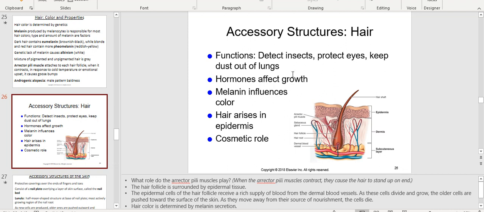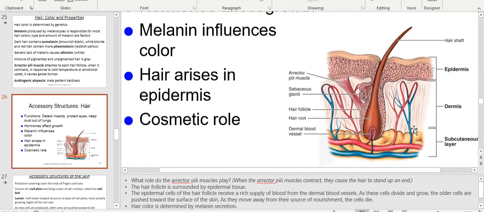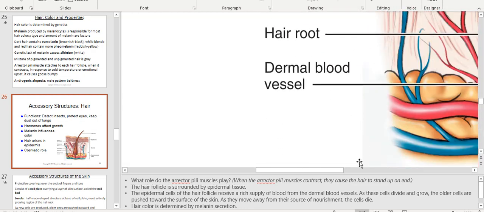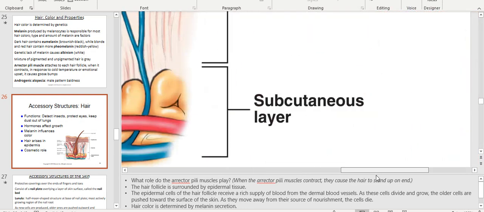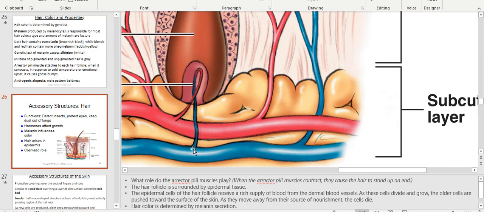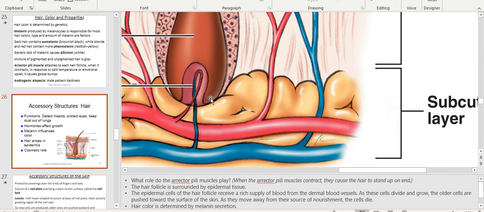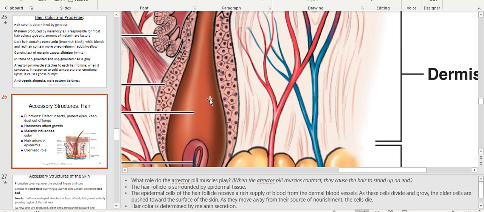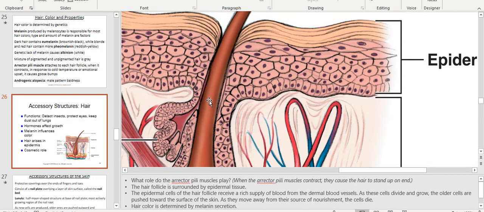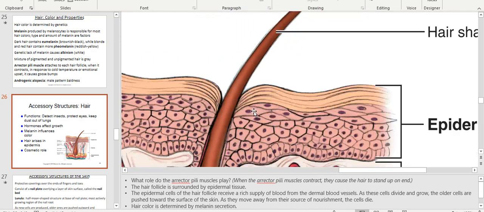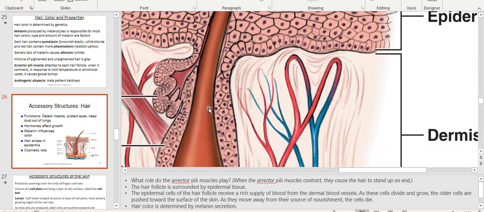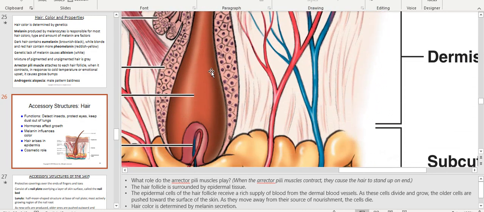There's your hair functions there: detects insects, protects eyes, all these kinds of things. And melanin influences color. And you'll see here that hair is alive, or it once was alive. Every hair follicle has a blood and oxygen supply, so this is all alive. And then as the hair grows, just like skin, because hair and skin are kind of the same thing, as it grows, it dies off, right? So this is just a hunk of dead hair. Okay, it's alive down here, but as it grows, all right?